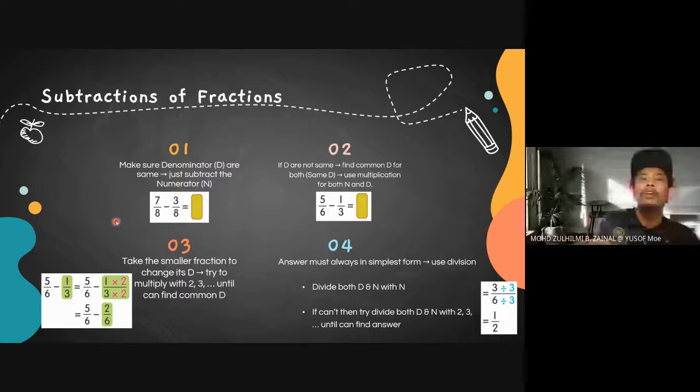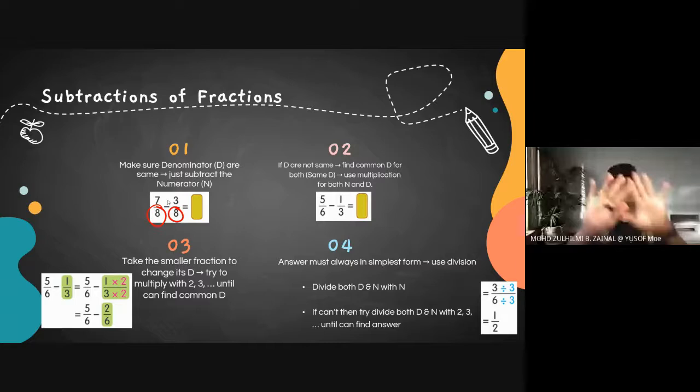Kalau denominator tu kamu nampak dia, okay, the denominator tu tengok. Kalau semua tu sama dah 8 dengan 8, what should you do next? Tak payah nak pening-pening dah. 8 dengan 8 tu dah sama. So you don't have to do, no need to divide, multiply ke. You just minus. 7 minus 3, itu je jawapan dia. Kamu akan dapat 7 minus 3 berapa? 7 minus 3 equals to 1.